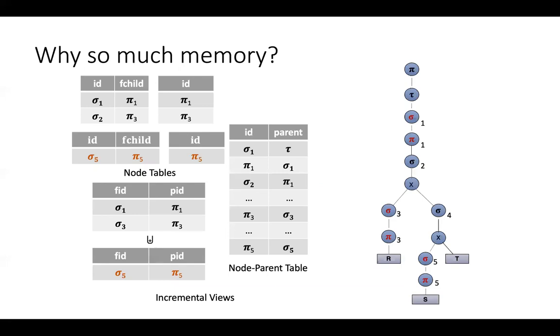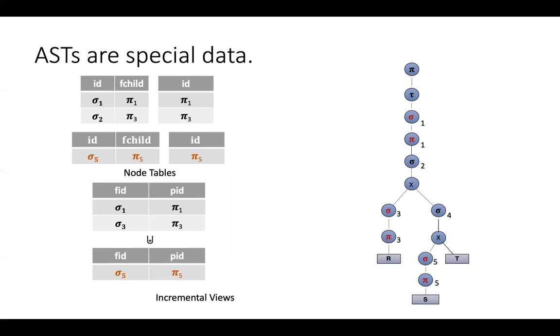The second place where TreeToaster consumes memory is its internal state. It maintains tables that encode node relations. The reason it does so is because TreeToaster does not know where its data came from, and it assumes that the underlying data is not queryable. But these assumptions don't hold on ASTs.